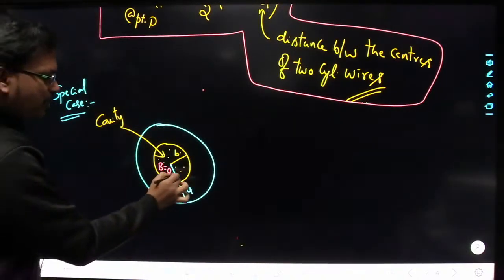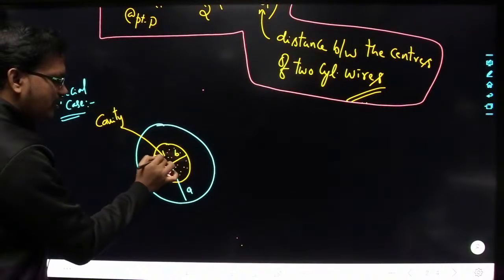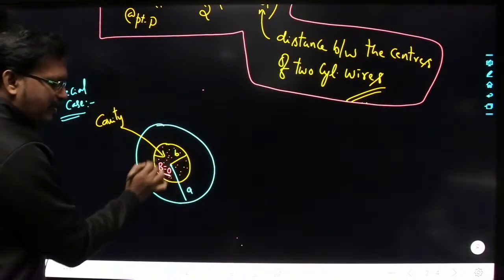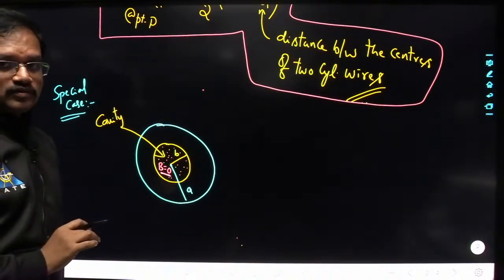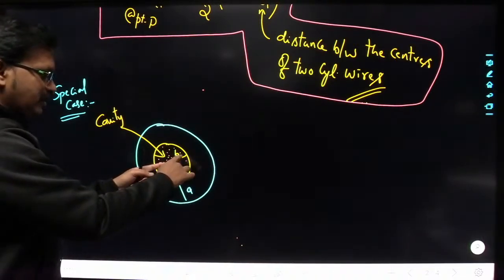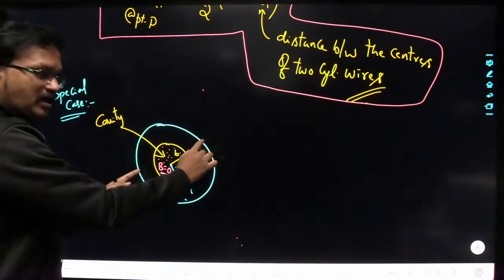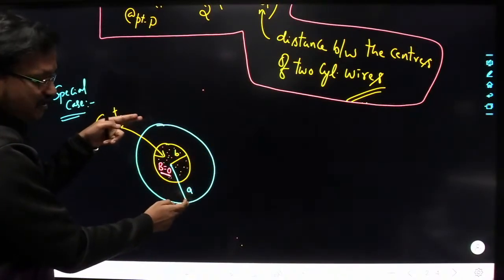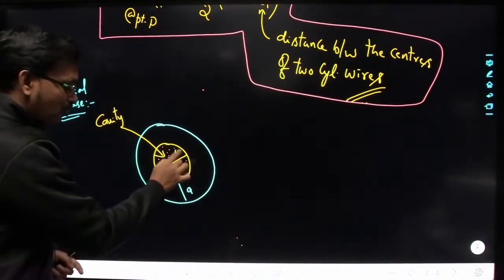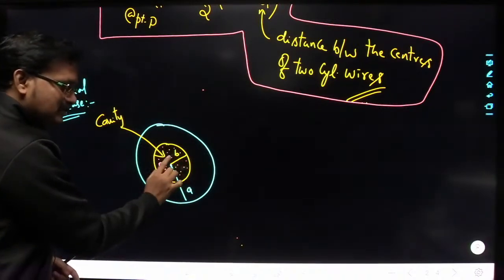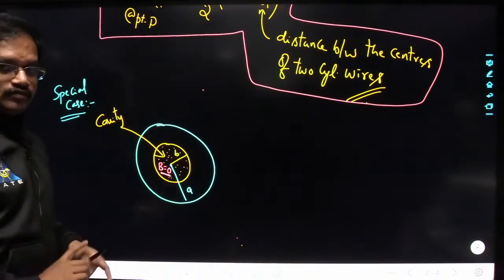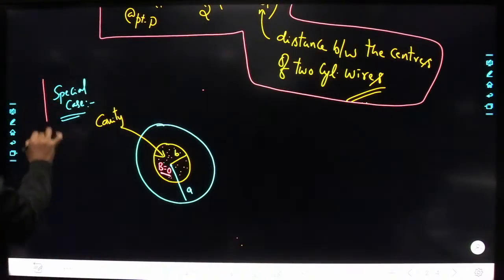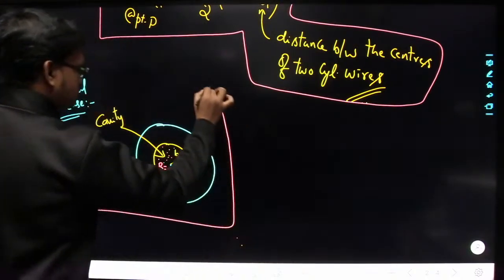Whatever point you take inside the cavity, everywhere the B field will be equal to 0. Whether you increase the radius of the cylindrical wire B, or increase the radius of the cylindrical wire A, it doesn't matter. The B field inside this cavity, at each and every point, will be equal to 0. Okay, so this is a special case here. You can note down this one also.